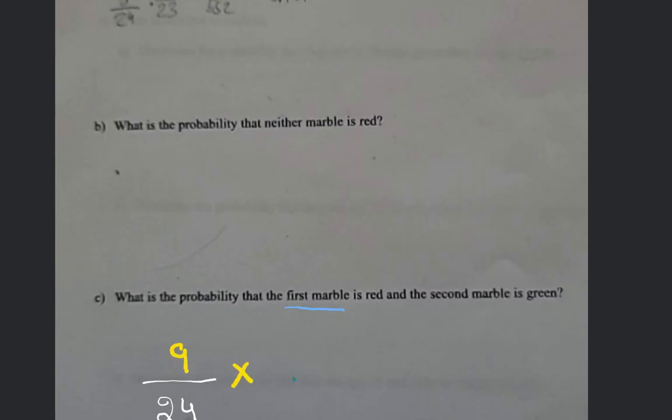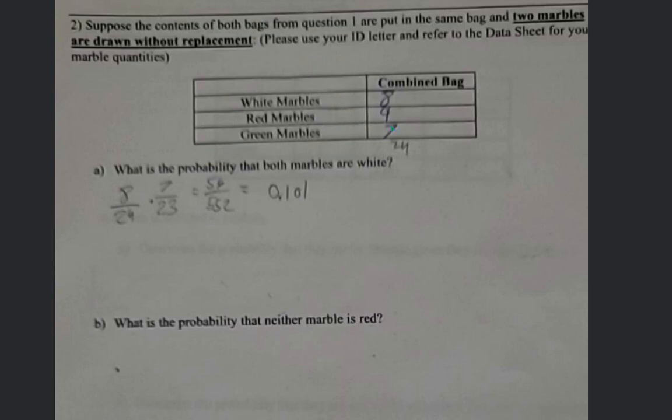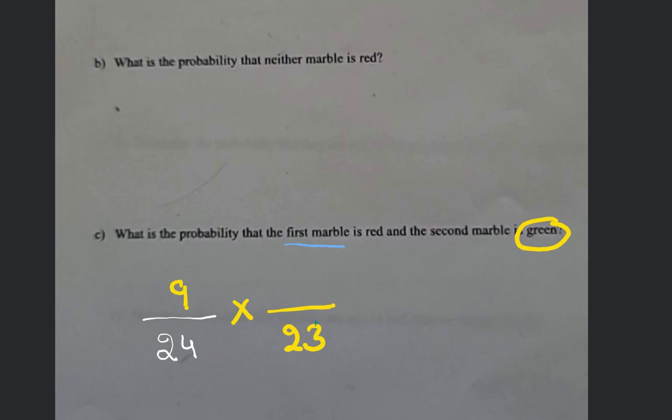For the second case, how many total are there in the bag? 23. Now for the second case, I need green. How many greens are there still in the bag? 7. So it will be 7 over 23. Is it clear? Now 7 times 9 will give me 63, and the bottom part we have just calculated, it was 552. Divide 63 by 552.